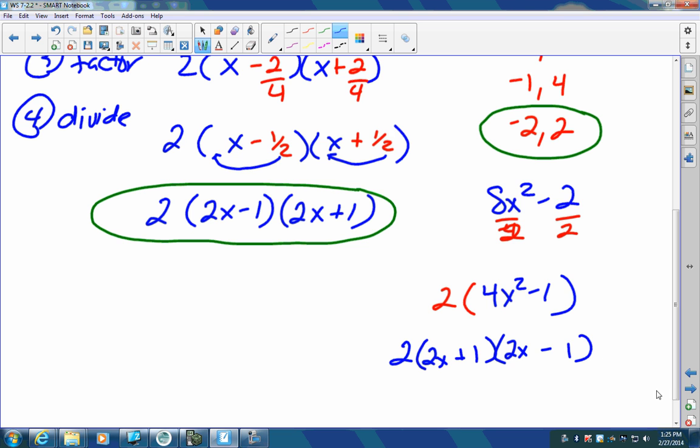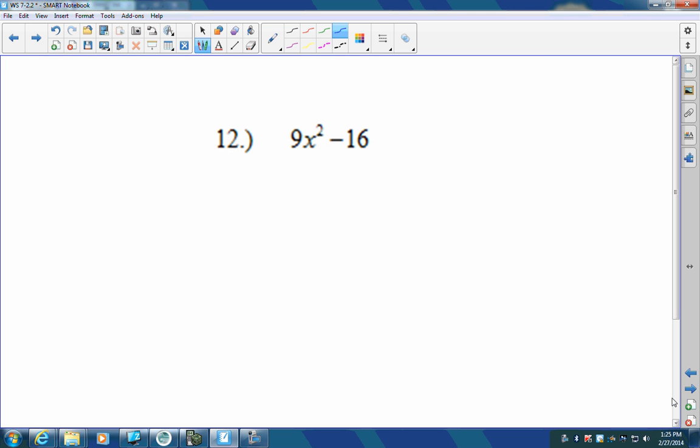Let me show you the next one. Ready? This one is going to be the same type of thing, but I'm not going to show you slide and divide on this one. Watch. This is a perfect square. This is the one that has a minus in between it. Let's do the first step, which is pull out the GCF. What goes into 9 and 16? Does 9 go into 16? Does 3 go into 16? 3 goes into 18, not 16. Okay, there's no GCF.